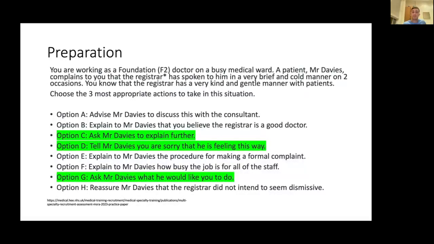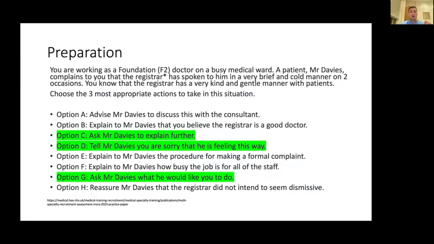Generally, D, C, always good. Exploring how the patient feels, especially when they're unhappy, is in these situations always a good one. They seem to always default to this one. The second one is tell them that you're feeling sorry they're feeling this way. It's nice, it's empathic. And then I was also struggling a bit thinking about what the third one would be. In this case, it's asking Mr. Davies what he'd like you to do.